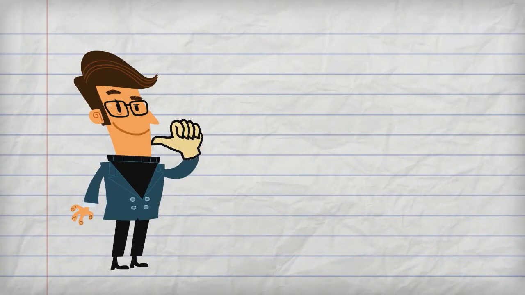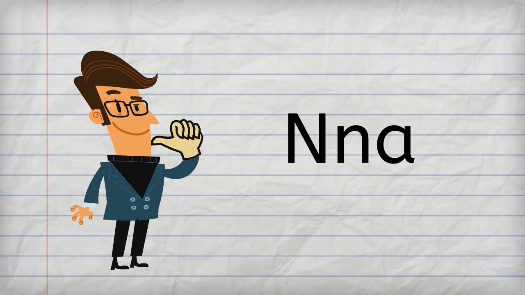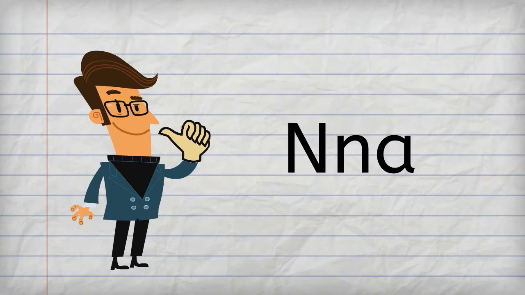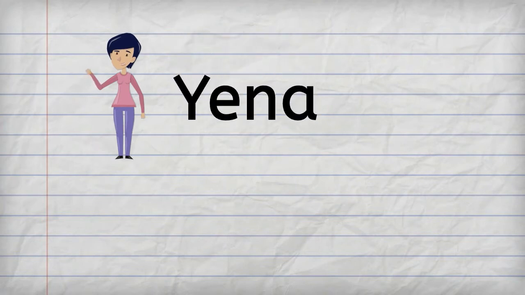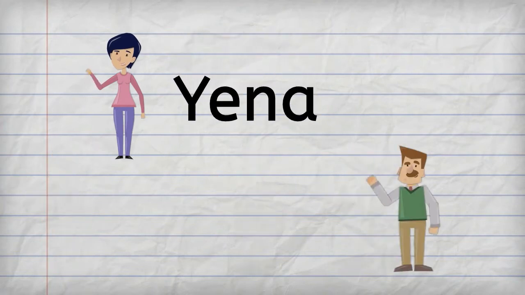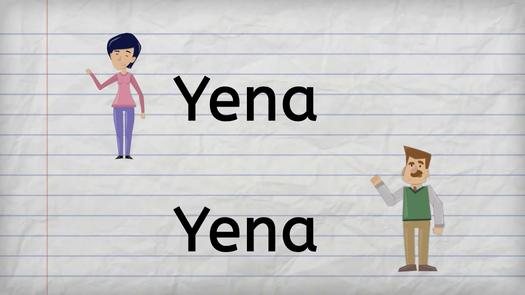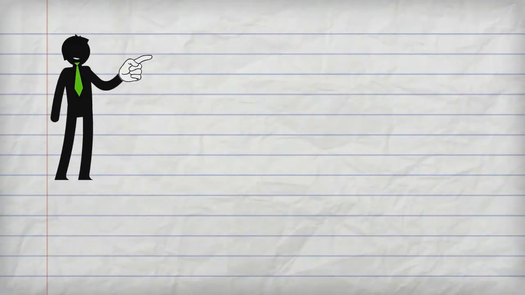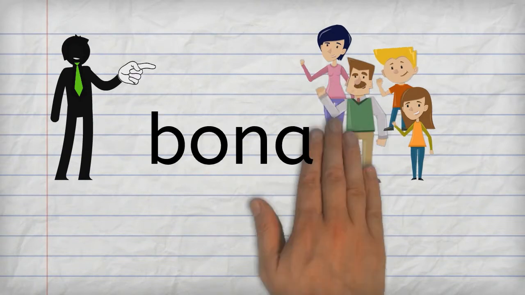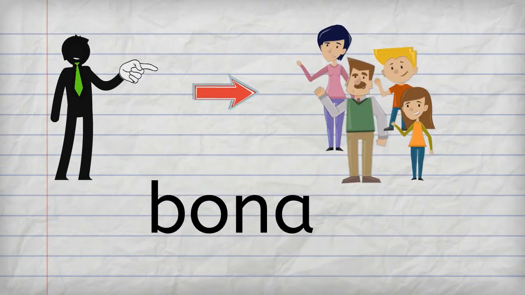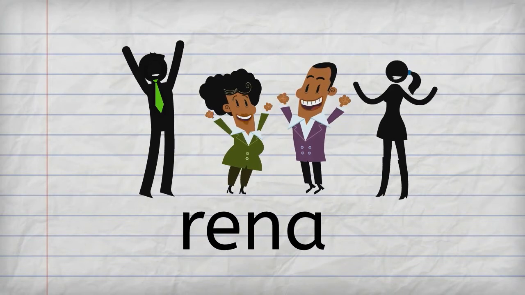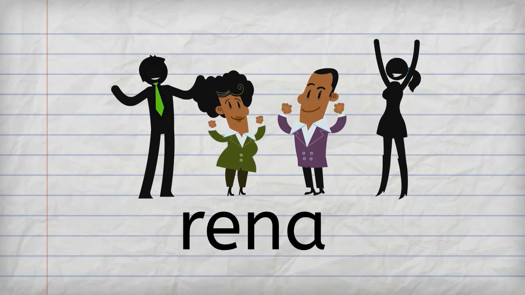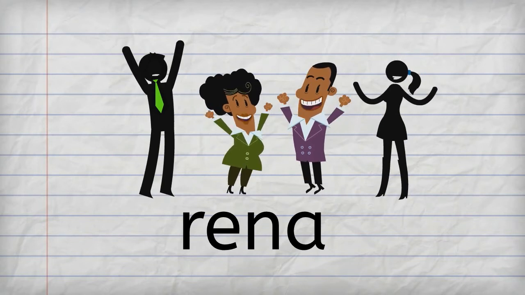And the pronoun for I is nna. Nna. The pronoun for she is yena. Yena. And the pronoun for he is also yena. Yena. The pronoun for they is bona. Bona. And the pronoun for we is rena. Rena. Now let's use these pronouns in sentences.